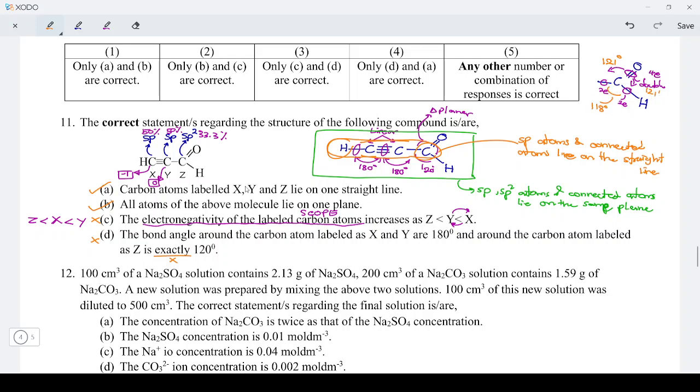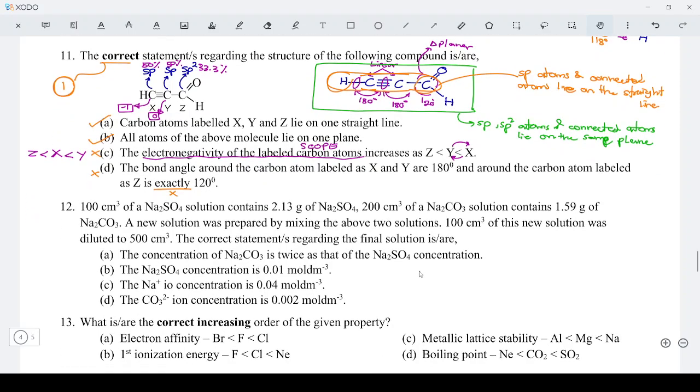So it's not exactly 120. Telling exactly is wrong. So now you can see answer A, B correct. They are asking for the correct statement, so the answer is going to be answer 1. Okay, so that's how you take the answer for the 11th MCQ and the first MCQ of our today's paper.